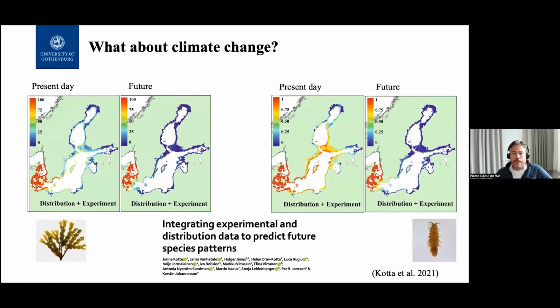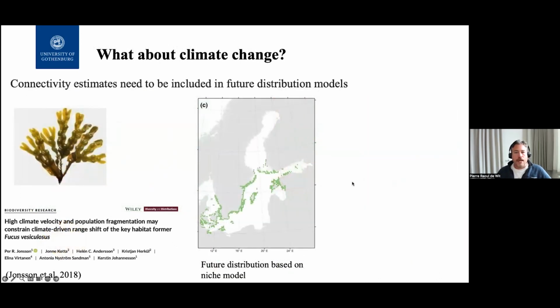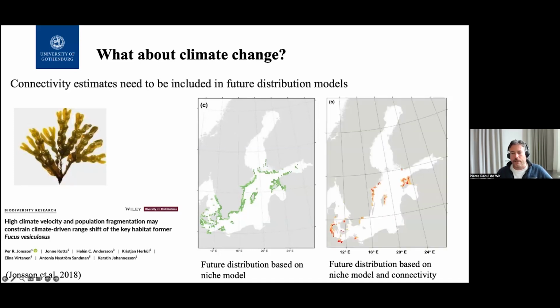Now, if you just look at the distribution, you can gain an understanding of how it will look in the future, but you also need to include connectivity in the climate change impact assessments. So in bladderwrack, for example, you can do a niche model and you can see that in the future we think that there will be suitable habitat here, but if you include the fact that the fucus cannot disperse very well, you rather arrive at a map that looks like this. So you have much less potential space for it in the future.